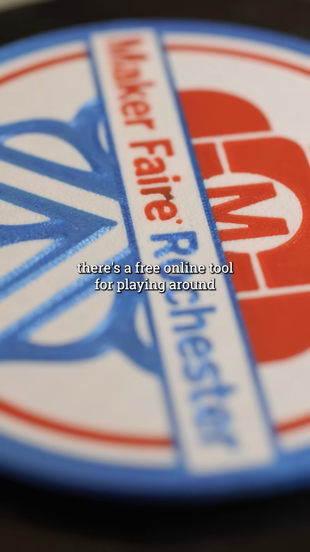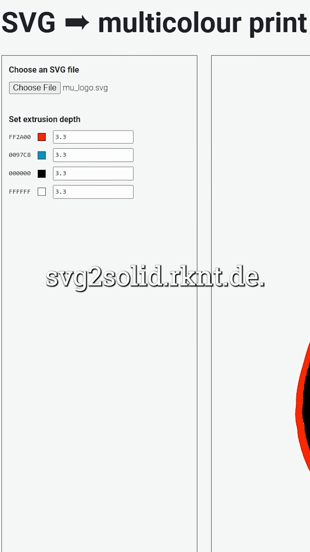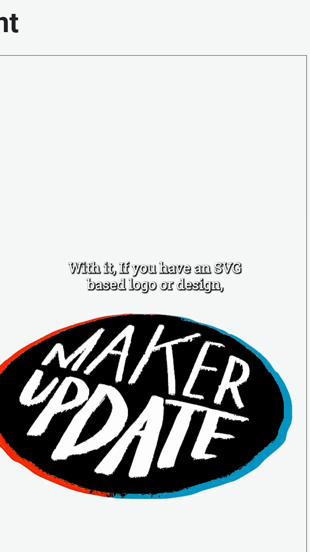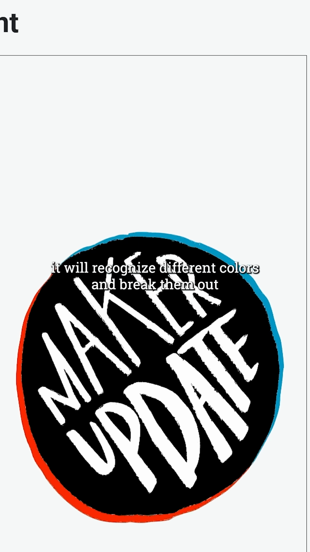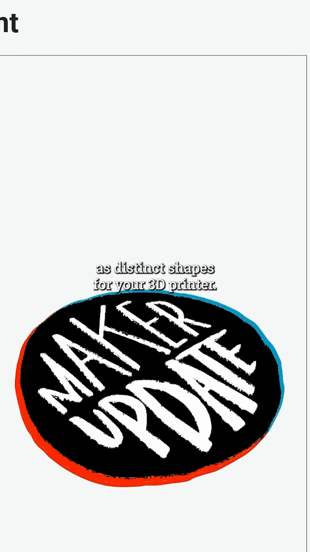There's a free online tool for playing around with these types of projects. You can find it at svg2solid.rknt.de. With it, if you have an SVG-based logo or design, it will recognize different colors and break them out as distinct shapes for your 3D printer.